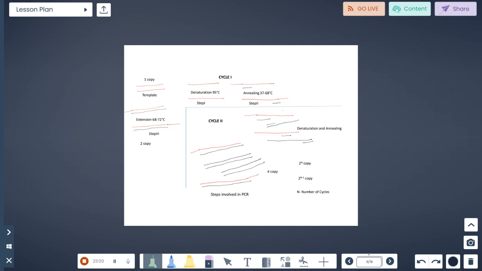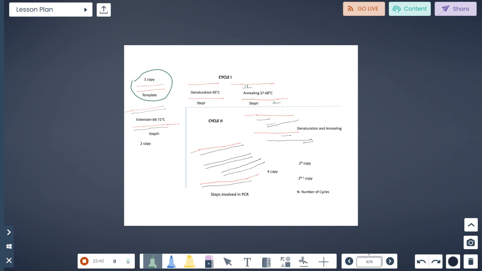Initially you are putting one copy of a double stranded DNA. When you are denaturing at 95 degrees centigrade, it is becoming single stranded. When you are doing annealing, these are the primers. These primers will anneal, or base pair, with the template. When you are doing the extension, these primers will add dNTPs to the 3' end, and it will form the PCR product, and it will become double stranded.